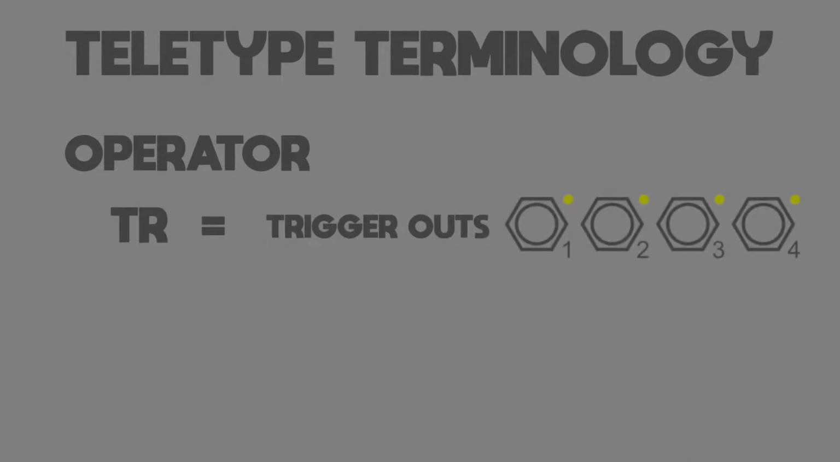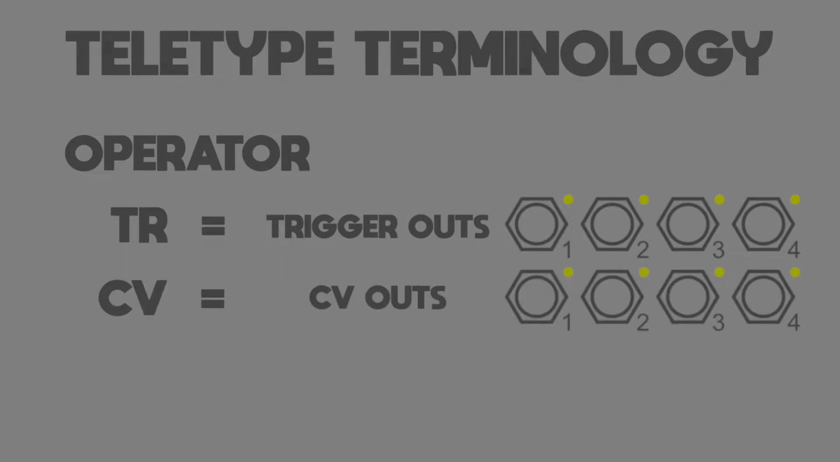So when we write a command in Teletype, and that command is going to ask the Teletype to carry out some kind of action, we use a piece of code at the beginning of the command called an operator. An operator is the part of the command that specifies what you want that command to do. So in the case of hardware, the operator TR would have an effect on the trigger outputs. The operator CV, of course, would have an effect on the CV outs.